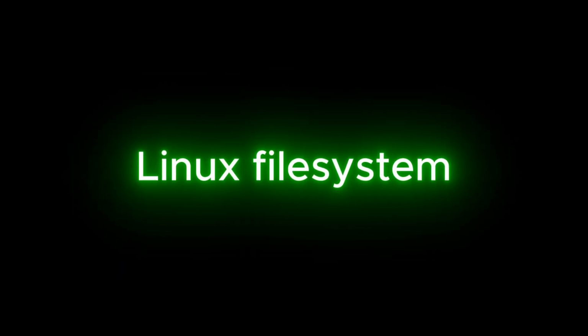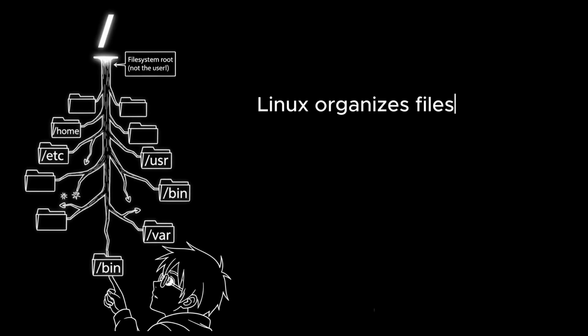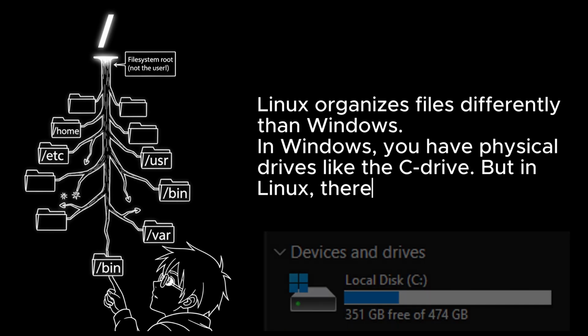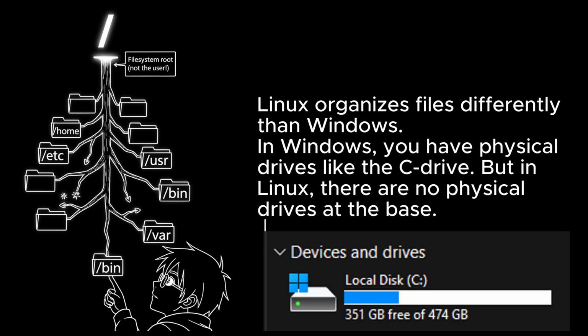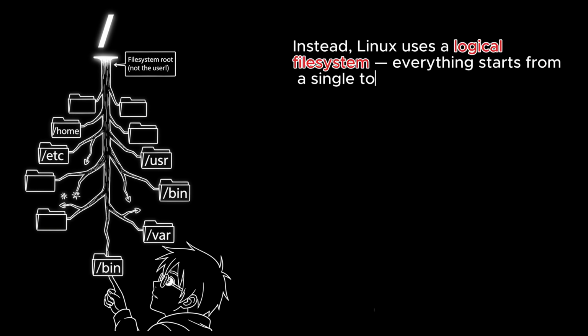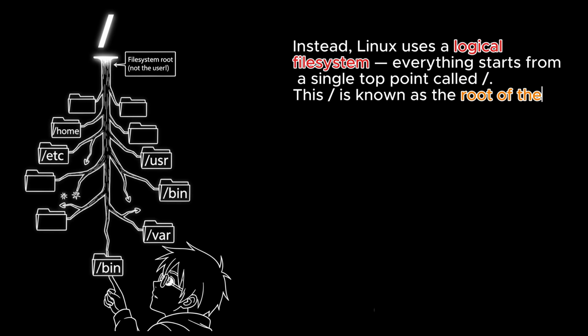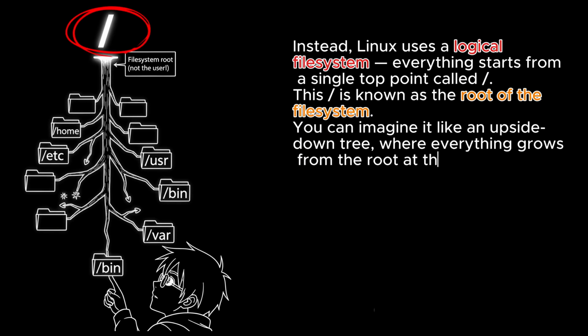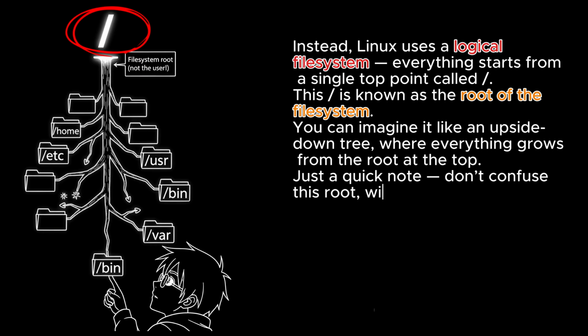Now, let's talk about the Linux file system. Linux organizes files differently than Windows. In Windows, you have physical drives like the C drive, but in Linux, there are no physical drives at the base. Instead, Linux uses a logical file system. Everything starts from a single top point called slash. This slash is known as the root of the file system. You can imagine it like an upside-down tree, where everything grows from the root at the top.